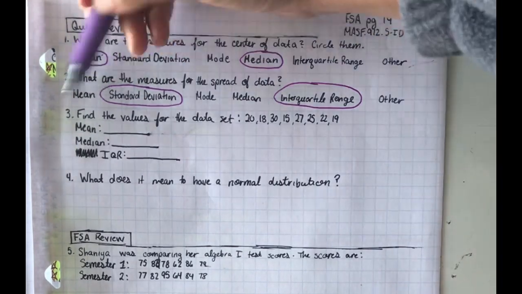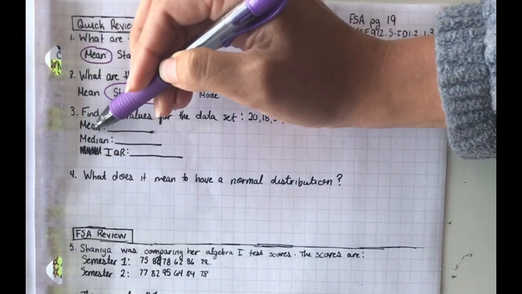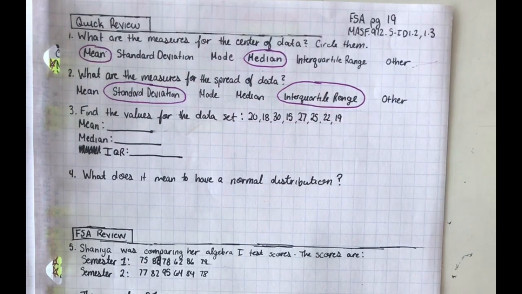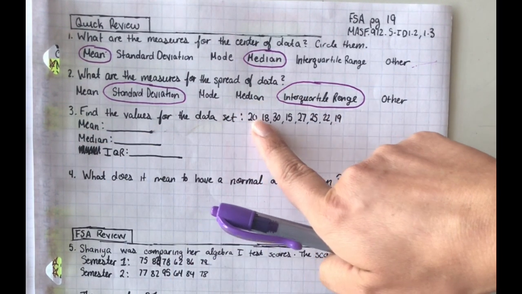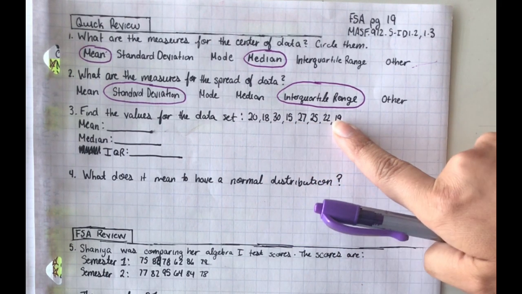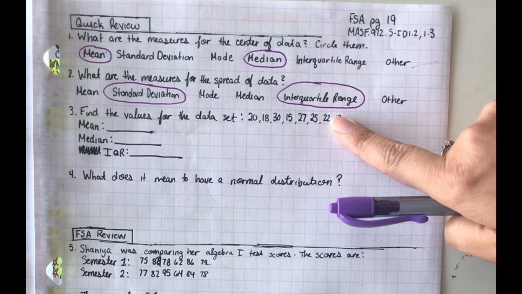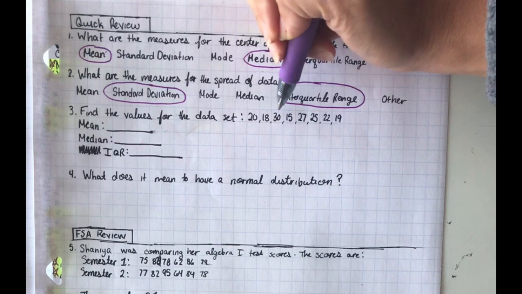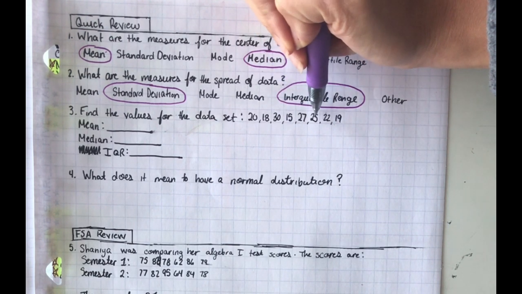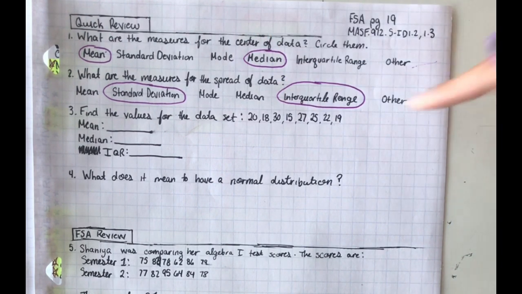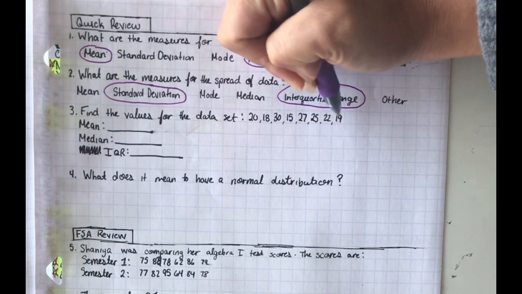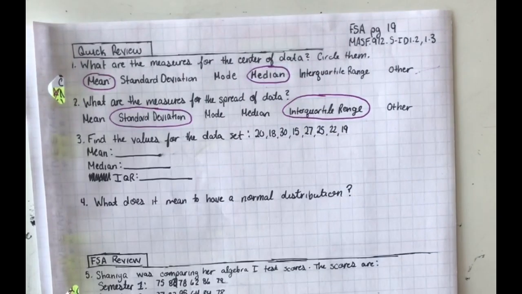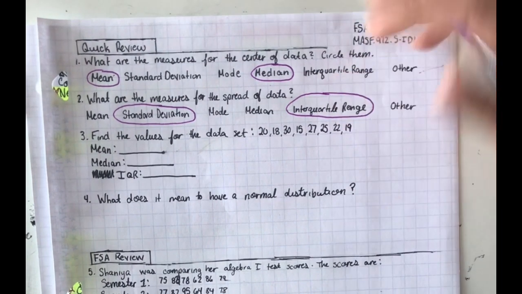So number 3 says find the values for the data set. We're looking for the mean, the median, and the interquartile range. Well, to find mean, we're going to add all these numbers up and then divide by how many numbers there are. So 20 plus 18 plus 30 plus 15 plus 27 plus 25 plus 22 plus 19 divided by 8. And I've already done that math, and I got 22.